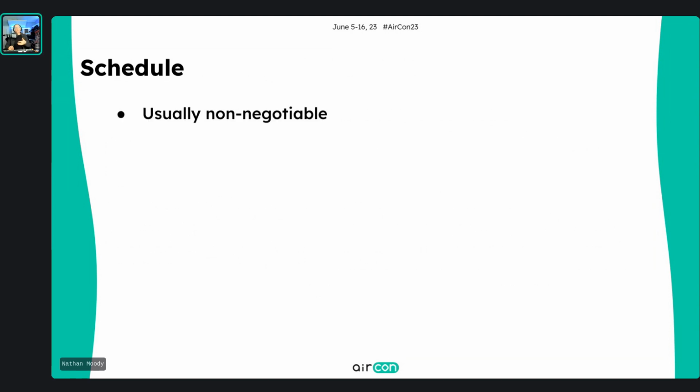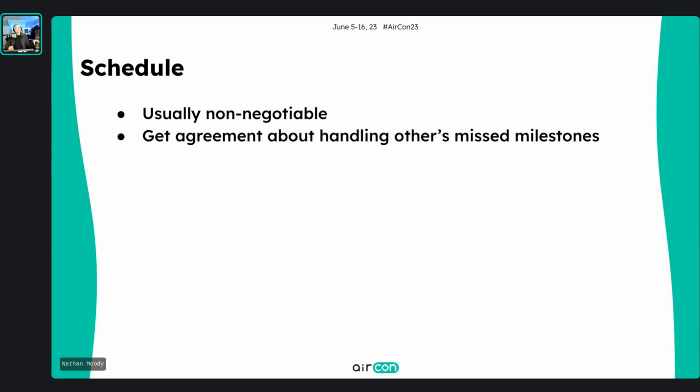So schedule, of course, is usually non-negotiable. This is something usually determined by the client in most cases. But it's really important to also, because we're all in audio, coming last in the chain most of the time, to get agreement with the client about handling someone else's or another department's missed milestones, and making sure there's an understanding of if there isn't day for day or week for week or month for month slip, then that is going to impact how much scope you can deliver in that time. So just have those conversations early and often.